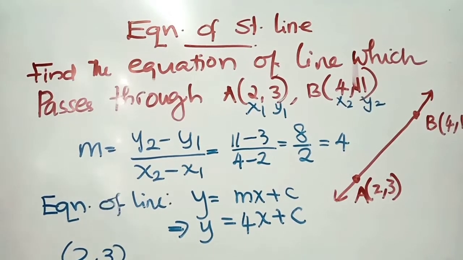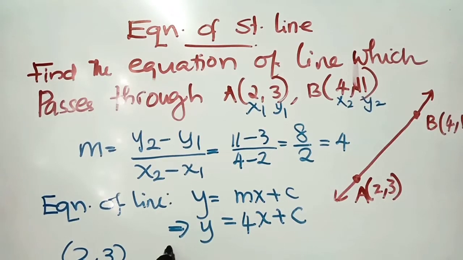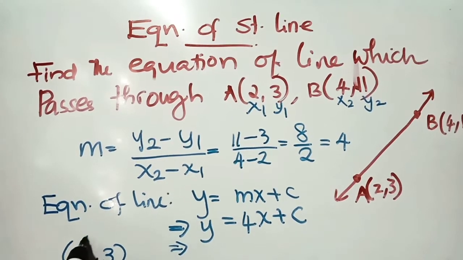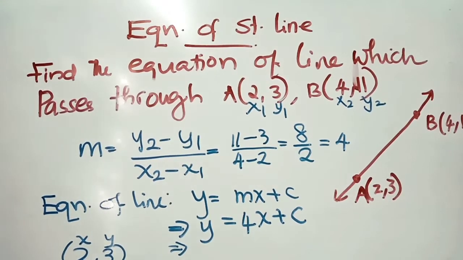I'm taking a point (2, 3). That means x is 2 and y is 3. That's the meaning of that. x is 2 and y is 3. Yes? Okay. Now let's replace x and y here.